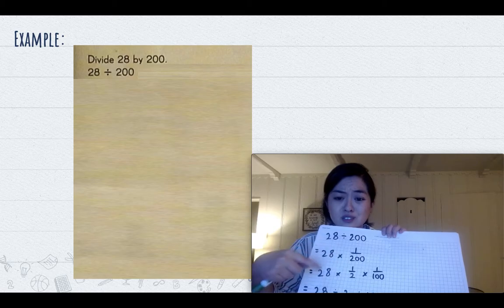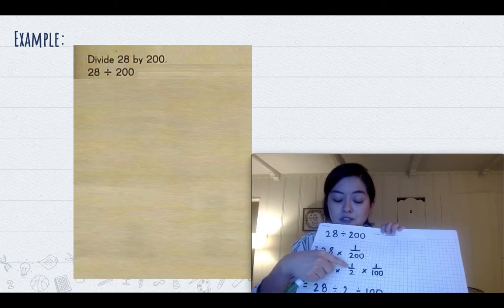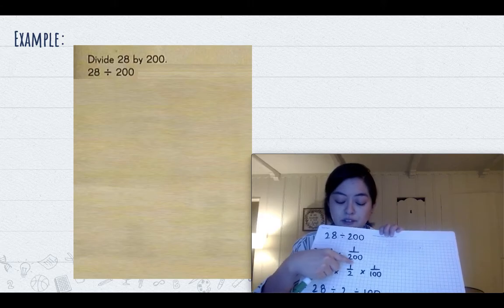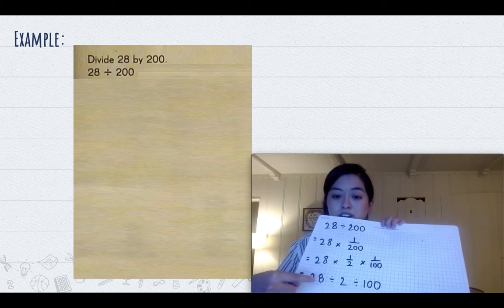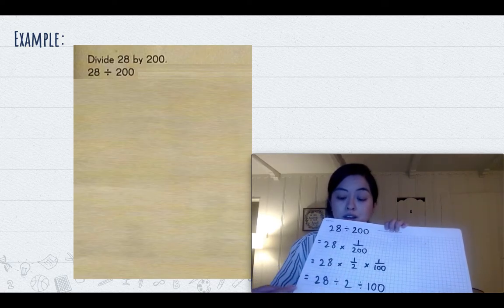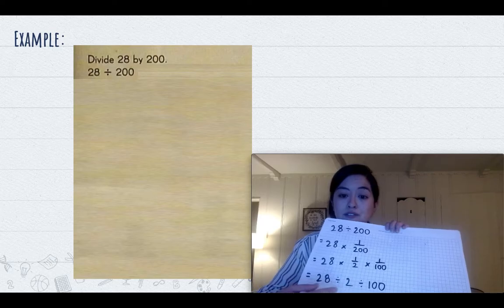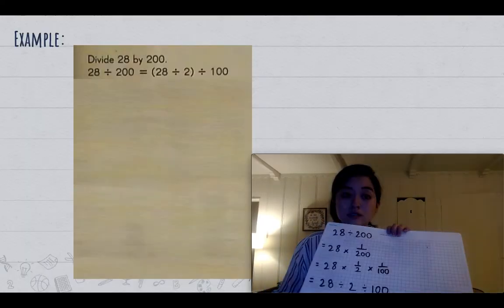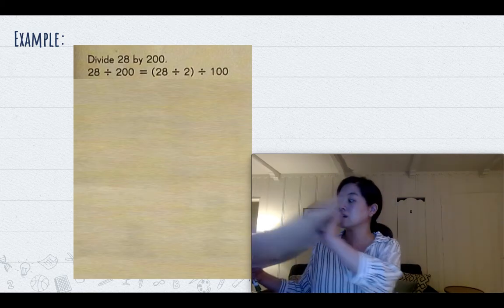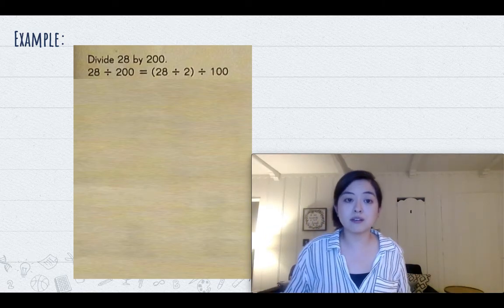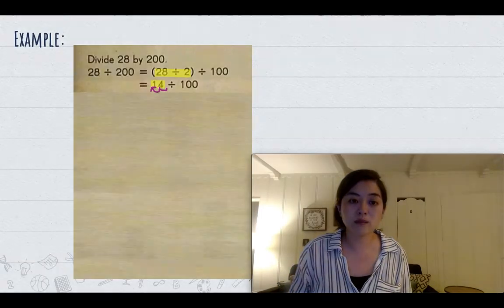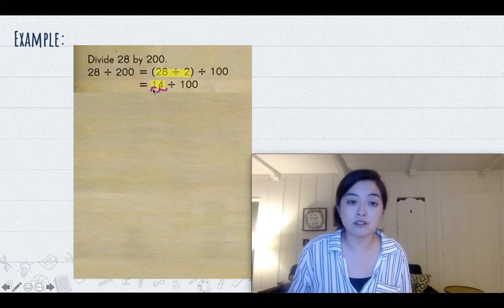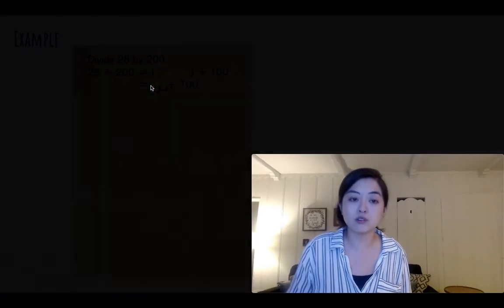But I can change this into a division problem again. So 28 divided by the reciprocal of 2 becomes just 2, and then the reciprocal of 100 just becomes 100. So it's 28 divided by 2 divided by 100. Now we have the same operations here, so I have to go left to right. I'm going to do 28 divided by 2 first, and it's written on your screen right there. So 28 divided by 2, that means half of 28, is 14. And when I want to do 14 divided by 100, I have to move the decimal point over to the left twice. So my decimal point comes right before the 1. So that's 0.14.